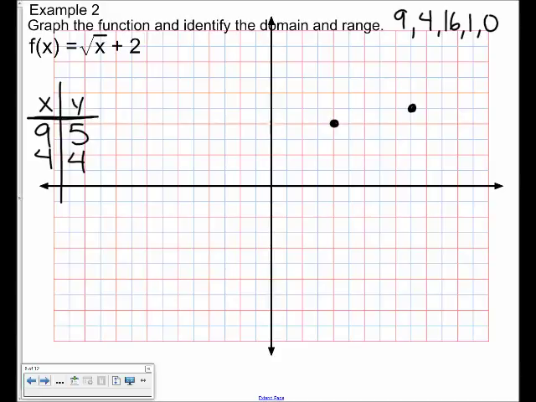All right, so then number 1. I'm going to plug in 1. Square root of 1 is 1. 1 plus 2 is 3. So 1, 3. And finally, 0. Square root of 0 is 0, but plus 2, so it's 2.